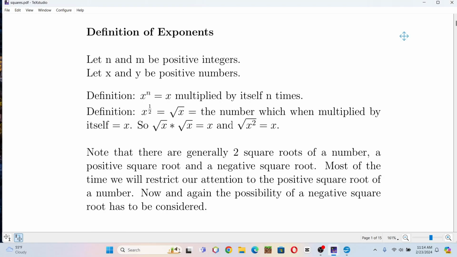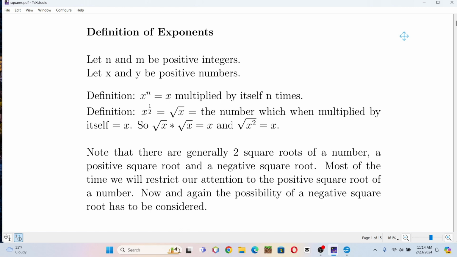I'll start this series with a discussion of exponents in general and square roots in particular. Let's start with some definitions and ground rules. For the purpose of this video series, let n and m be positive integers. Also, let x and y be any positive numbers.